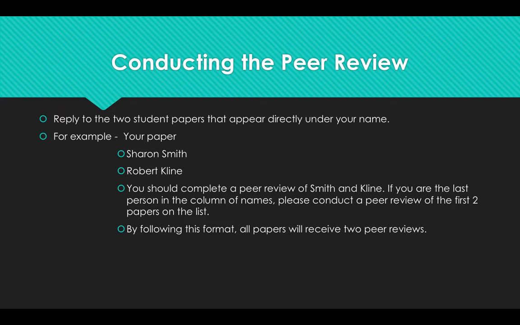So what you need to do is make sure that you're replying to 2 student names that appear directly under your name. For example, if your paper is on top and Sharon Smith is below you and Robert Klein is below her, those are the 2 papers that you're going to conduct a peer review for. If you happen to be the last person in the column of names, go to the very top of the list and conduct a peer review of the first 2 papers on the list. If everybody follows this format, everybody will receive 2 peer reviews, which is our goal.